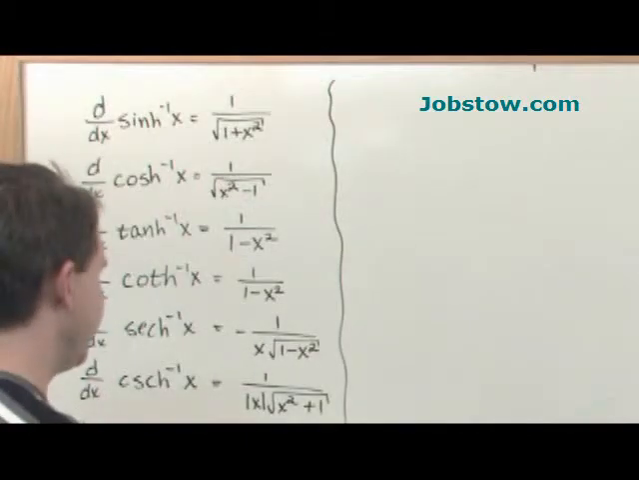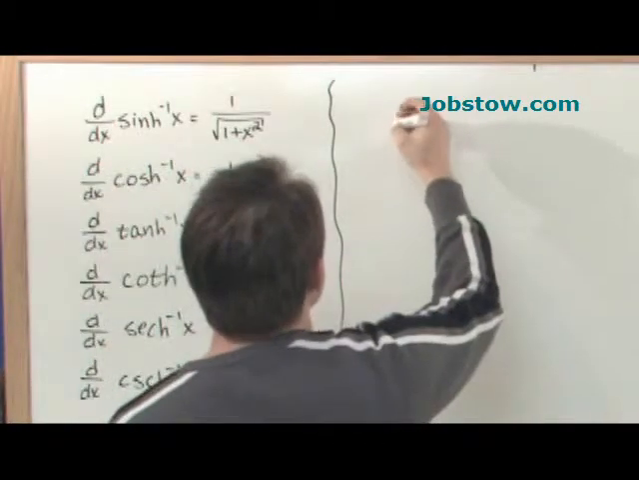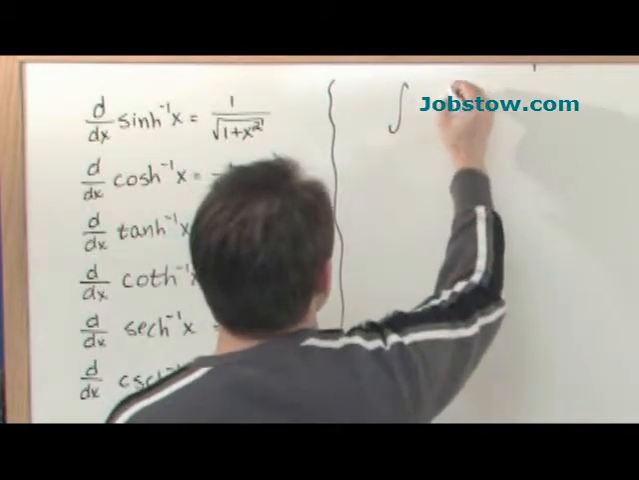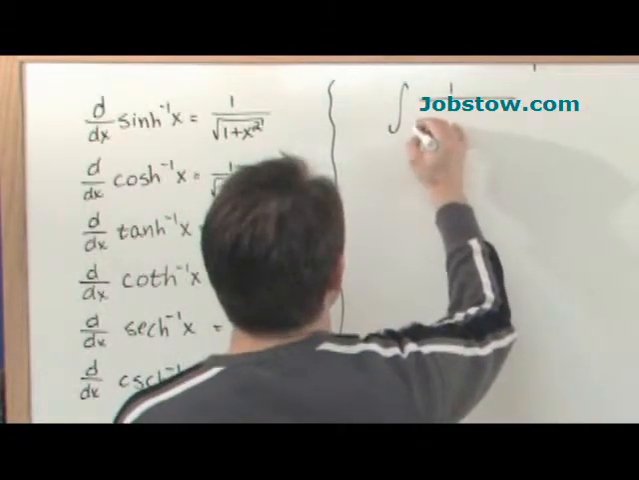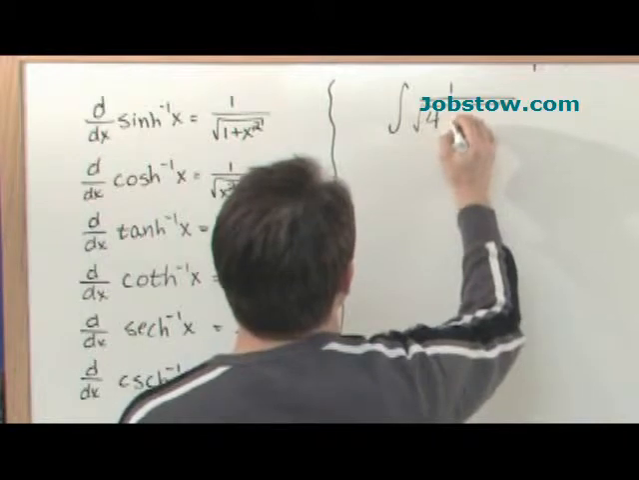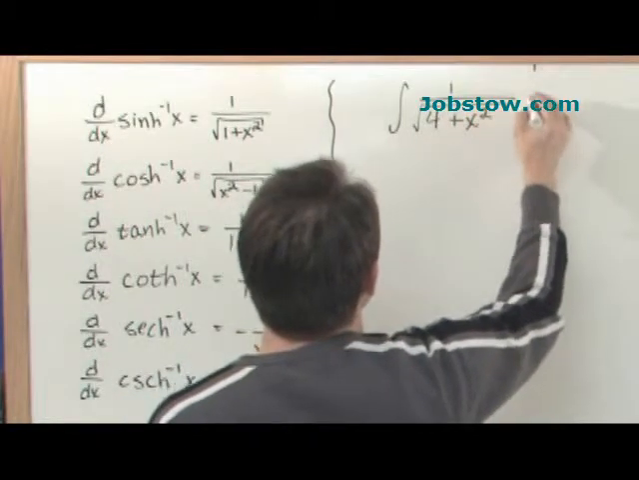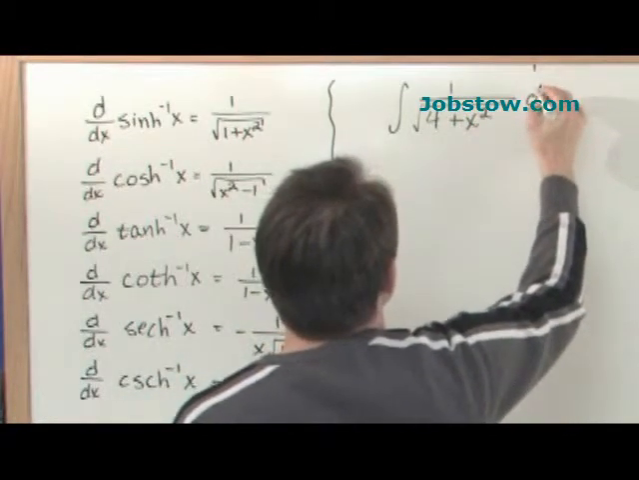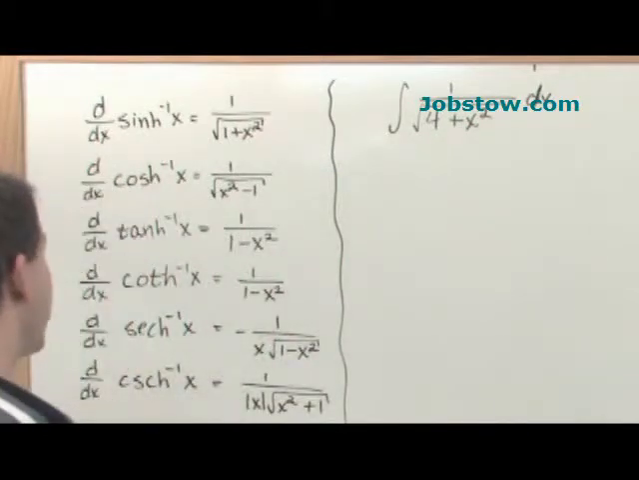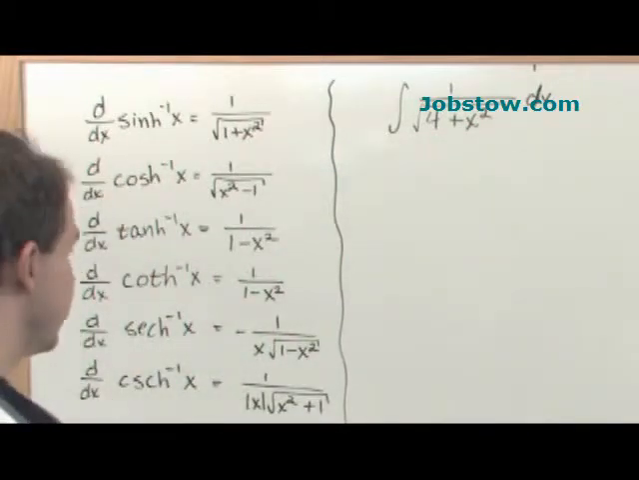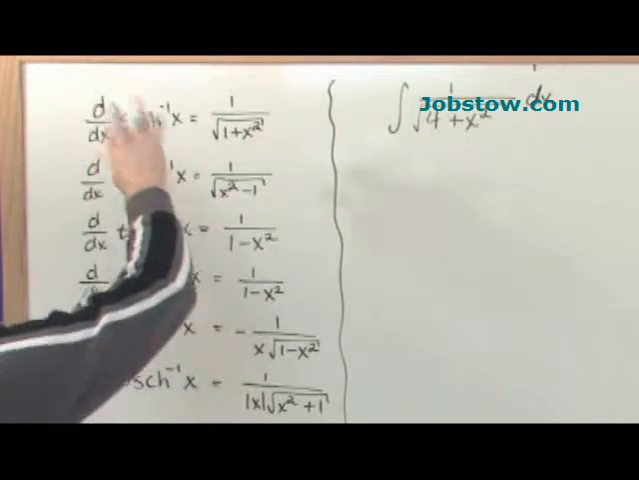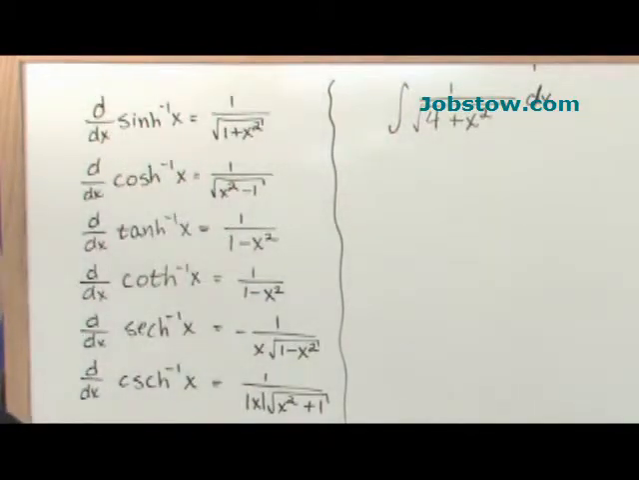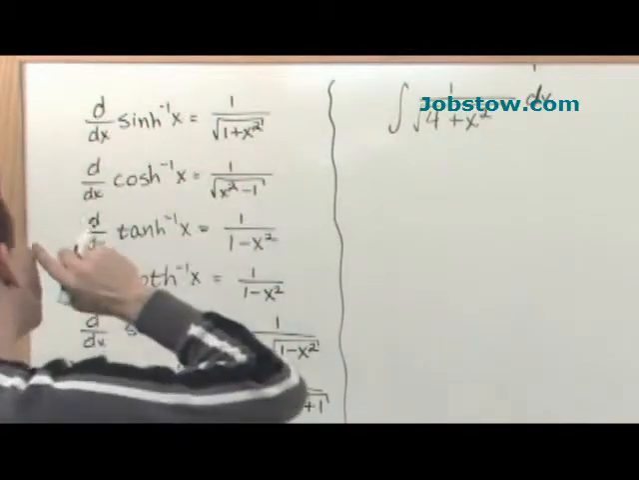Okay, now what we're going to do is switch gears and do a couple of integrals just to get some practice. So what if you have the integral of 1 over the square root of 4 plus x squared dx, and you had to simplify that? Well, the first thing you want to do, as a matter of course, is look at the table of derivatives I've given you and see if anything jumps out at you.